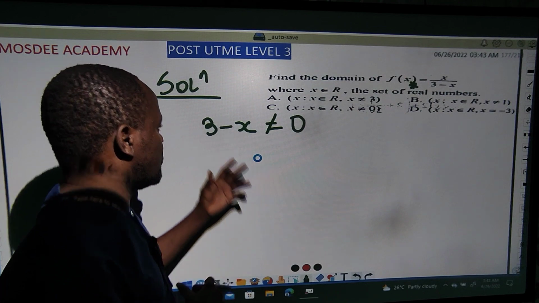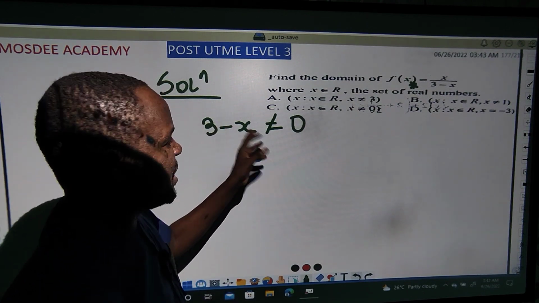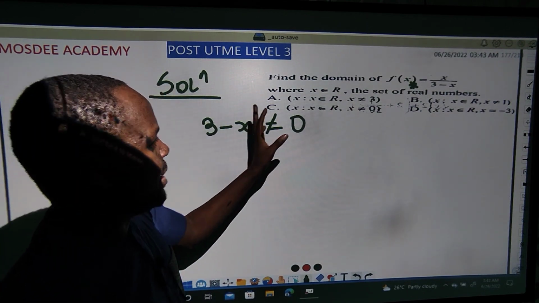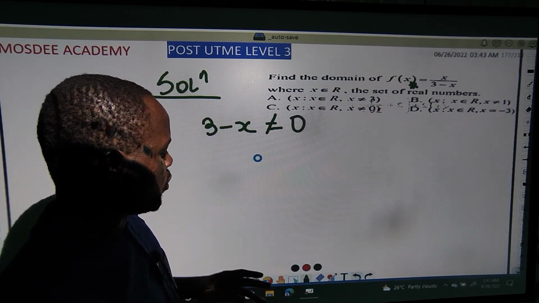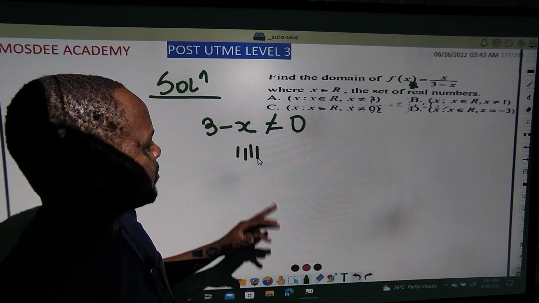So from that, if we solve this very well, x would not be equal to 3. That will be our answer. And if you look at all the options there, the one that conforms with what you are going to get from all of this is nothing but the first one.